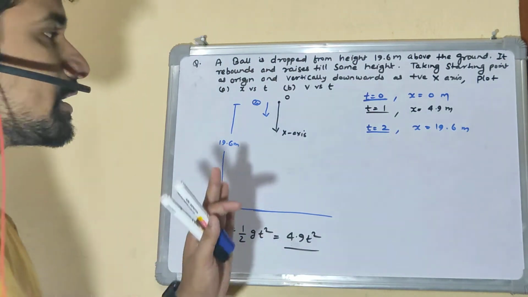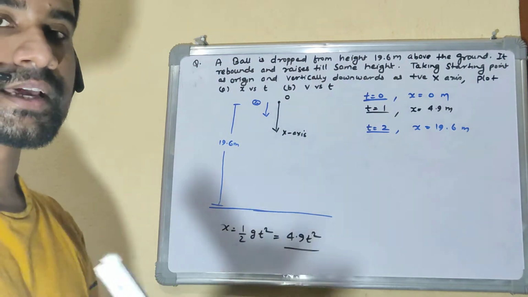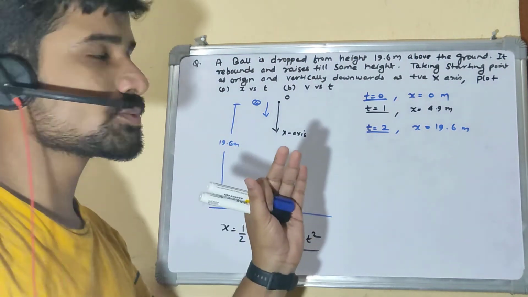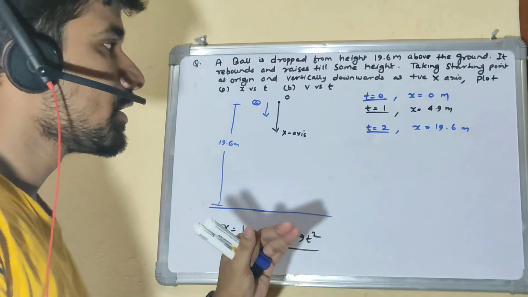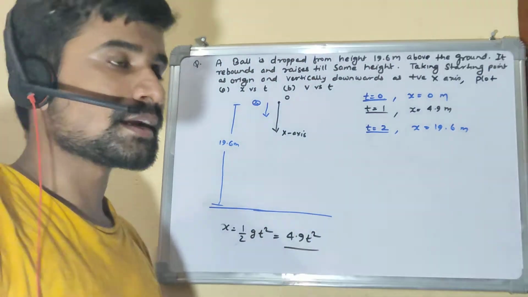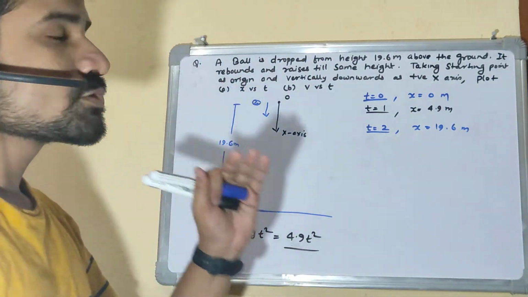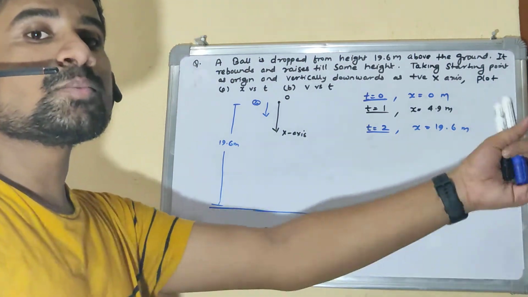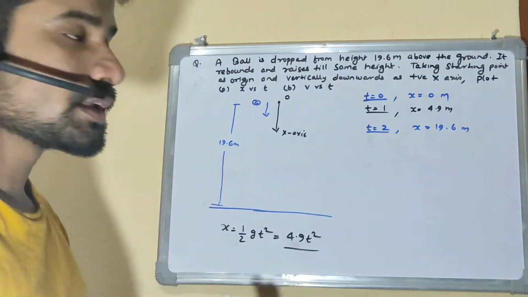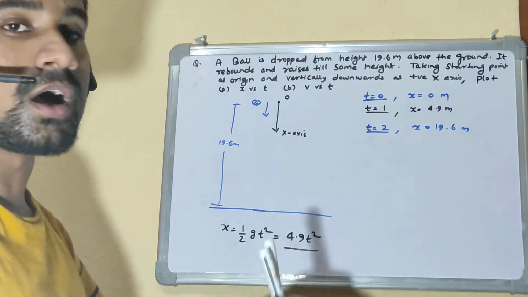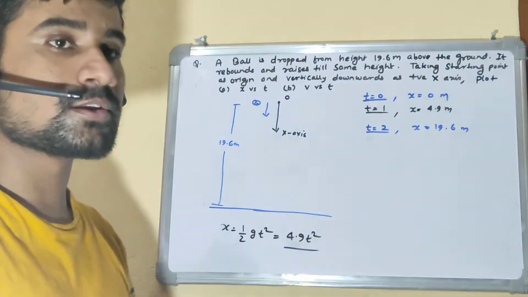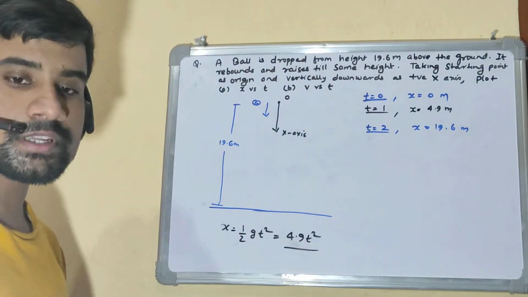Now analytically, if we try to plot these points on a graph, we will get some nature. But we also need to understand how the rebound motion will look. It will hit the ground and rebound. So how will the rebound motion look?